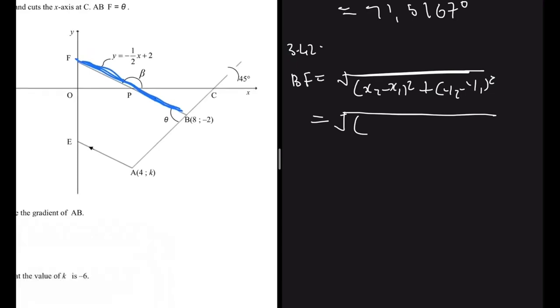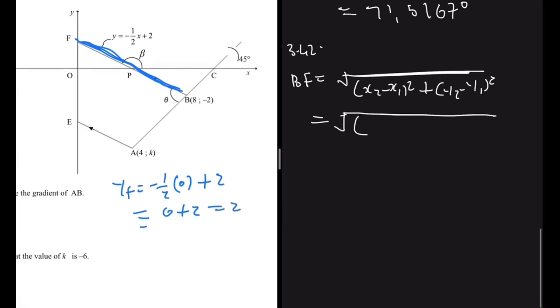So the coordinates of F, we know the x coordinate of F because it's a y-intercept. We can substitute 0 into the equation and find the y coordinate, right? So we're gonna have y of F is equals to half of 0 plus 2. So half of 0 is 0 plus 2, that is just 2. So now we have deduced that the coordinates of F is 0 for the x and 2 for the y.